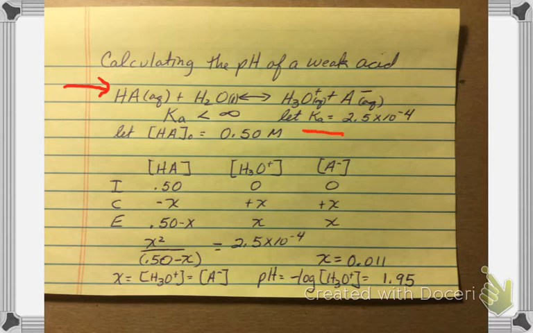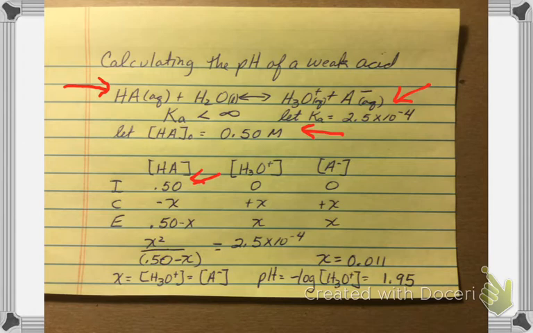Let's let HA naught, at the beginning before equilibrium is established, be 0.5 molar, and we'll let Ka be 2.5 times 10 to the minus fourth. As we've done before, set up an ICE chart. Initially, we have only HA present. The change is minus X for HA, plus X for both H3O plus and A minus.